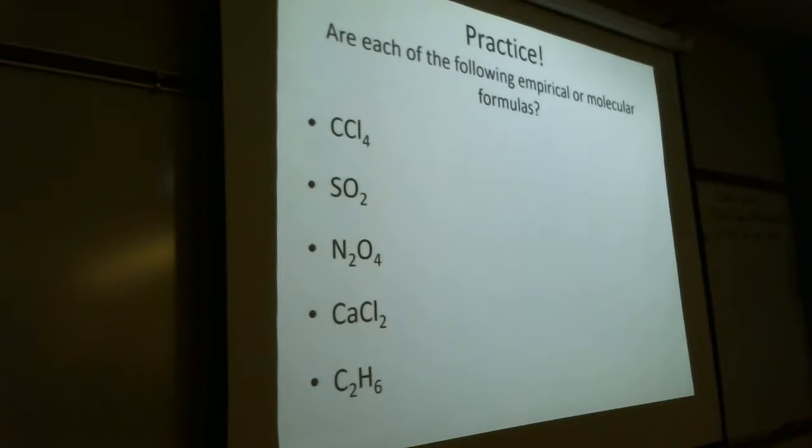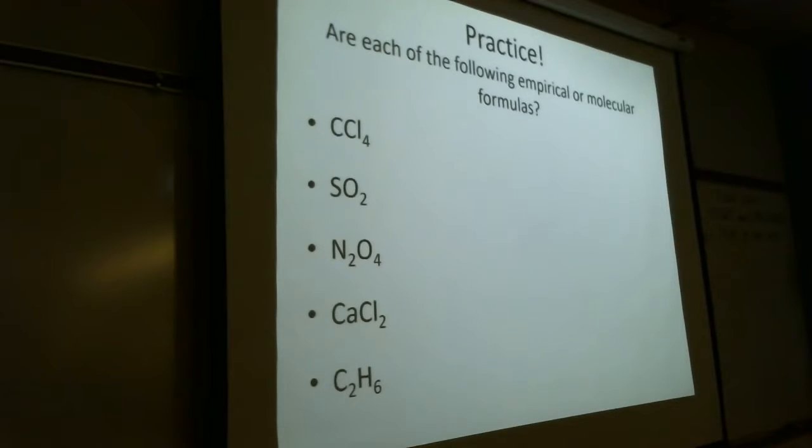So let's just shout out these answers. You tell me, are they empirical or are they molecular? CCl4, does the ratio 1 to 4 reduce any further? No, so what would that be? Empirical, right? If it does not reduce, it's empirical. SO2, does that ratio reduce any further? No, so what's that? Empirical, right?